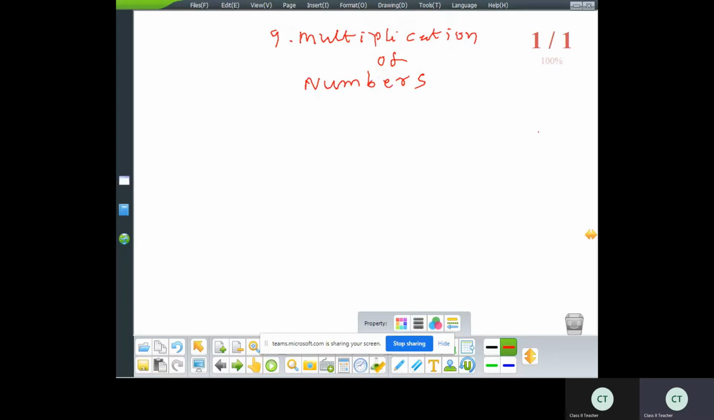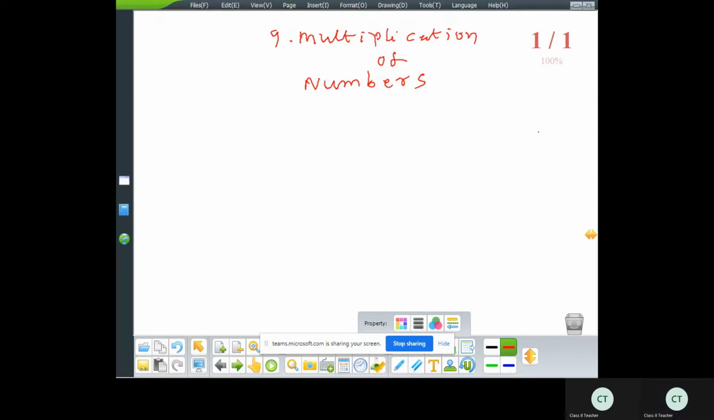Dear children, before this chapter, all of you learn tables from 2 to 9. Already I gave homework from our school app. You write the table from 2 to 9 three times. Please add this table for learning multiplication. Without table, we can't do this problem from multiplication of number.